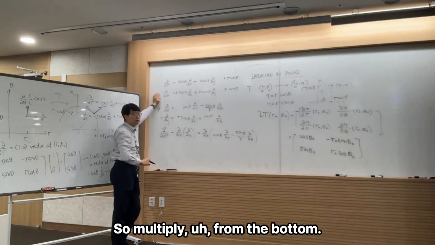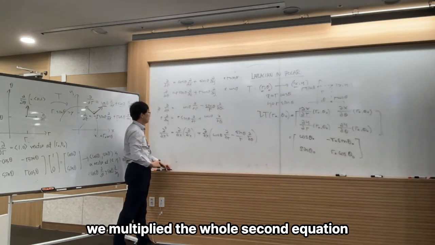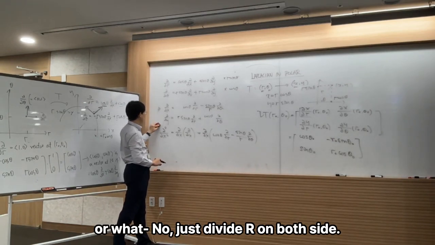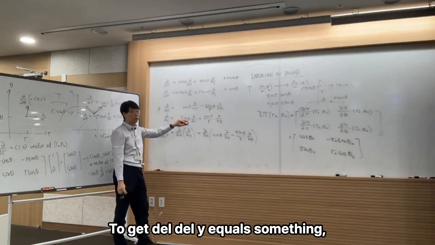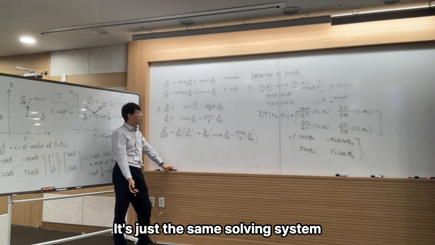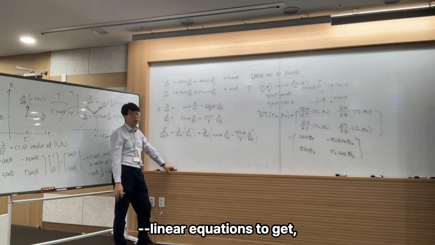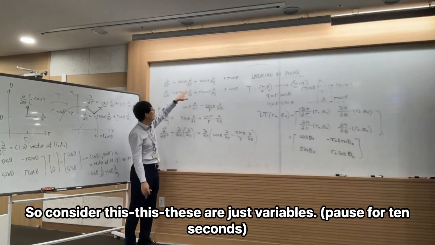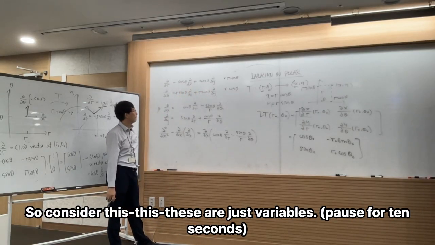Did we multiply the whole second equation by cosine θ, or what? No, just divide by r on both sides, yes, to get ∂/∂y equals something, because there was r. It's just the same, it's solving a system of linear equations. You know how to solve this system of linear equations to get rid of other variables. So consider these as just variables.